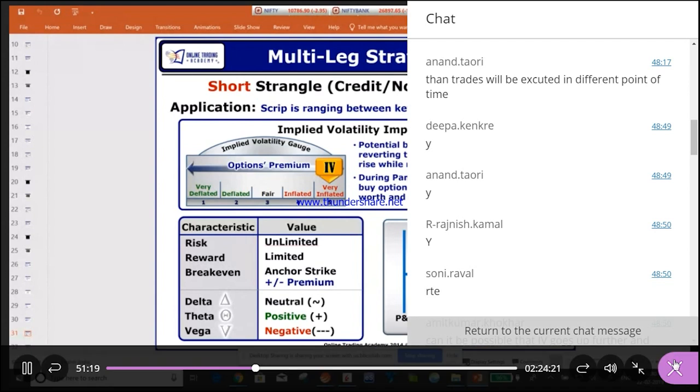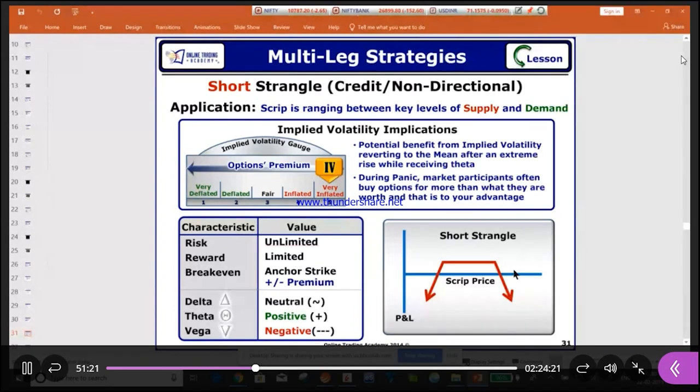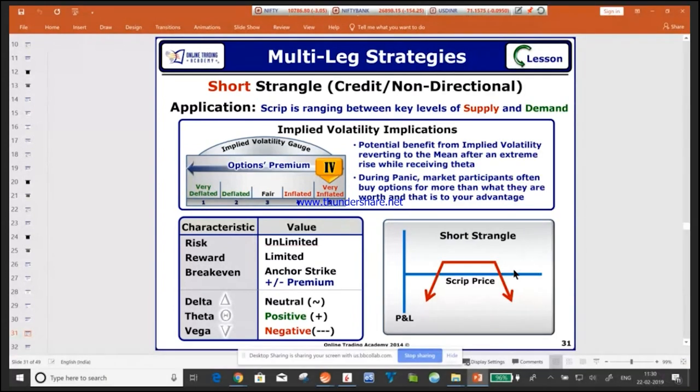The risk is unlimited, reward is limited to the amount of premium that you have received. Break even is anchor strike plus or minus premium. Okay, now what is plus or minus premium? You are going to have stop loss on both sides in non-directional. You could get stopped out on the supply side or you could get stopped out on the demand side. Is it correct or wrong? You could get stopped out on either side, right?